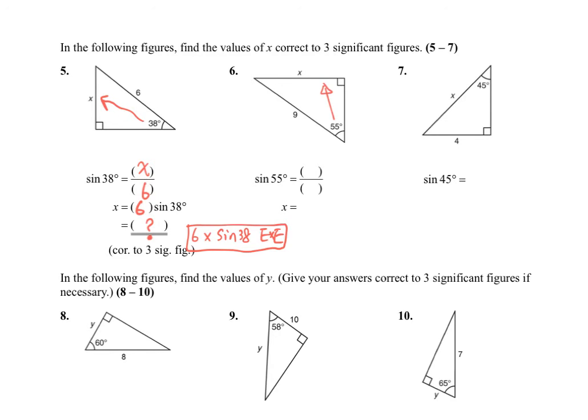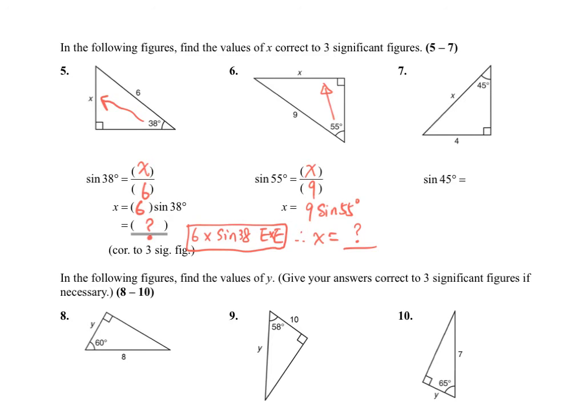So we need to find the opposite side, which is x, over the hypotenuse, which is 9. So x equals, multiply by 9 on both sides, so we get 9 times sine 55 degree. So therefore x equals, using the calculator to get the final answer.